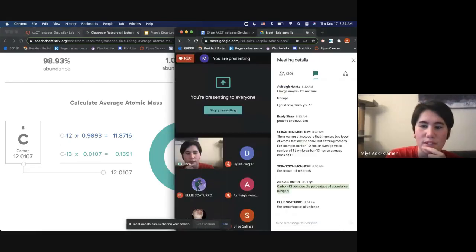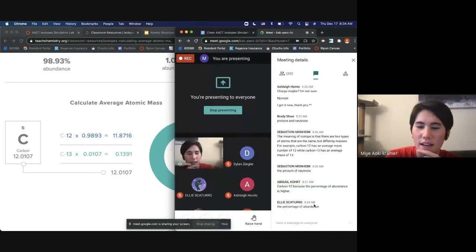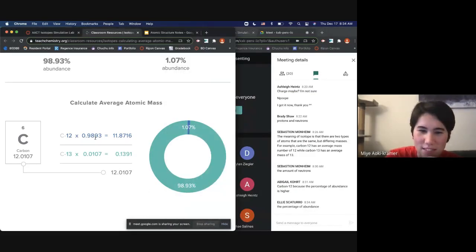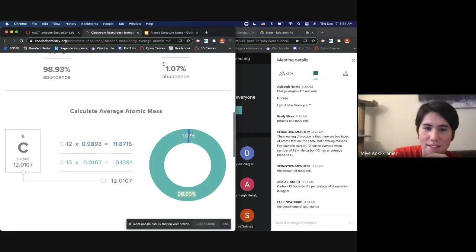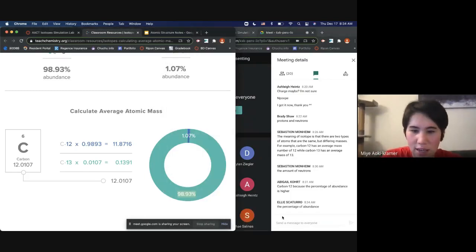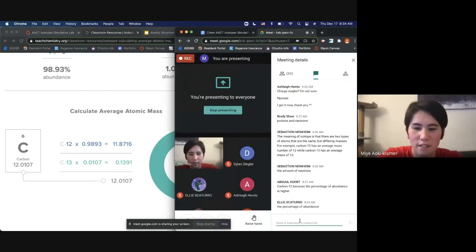Let's see if anyone wants to volunteer. Ellie, yes, it is the percentage of abundance. So this means that we take these percentages here, and that's their abundance, and we convert it back to a decimal. So right now, a percentage is actually a fraction. So it looks like this. So if we have 98.93%, it actually looks like this.